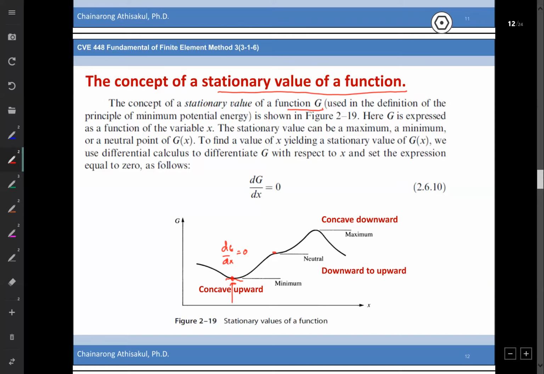And another case is at the maximum point, that is the concave downward or convex curve. According to calculus, if we take the first derivative of the function and set it equal to 0, we can find the critical point, that is, where the slope equals 0. It may happen in three cases: the minimum value, neutral, or the maximum.